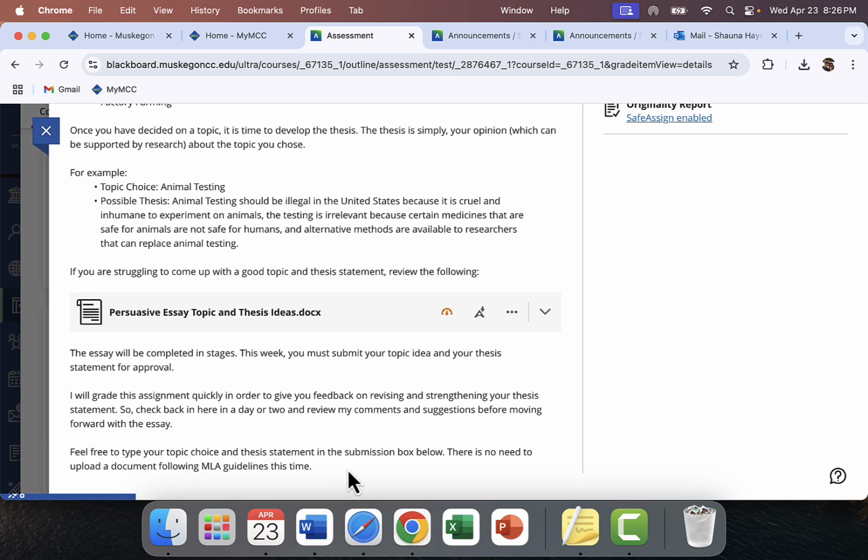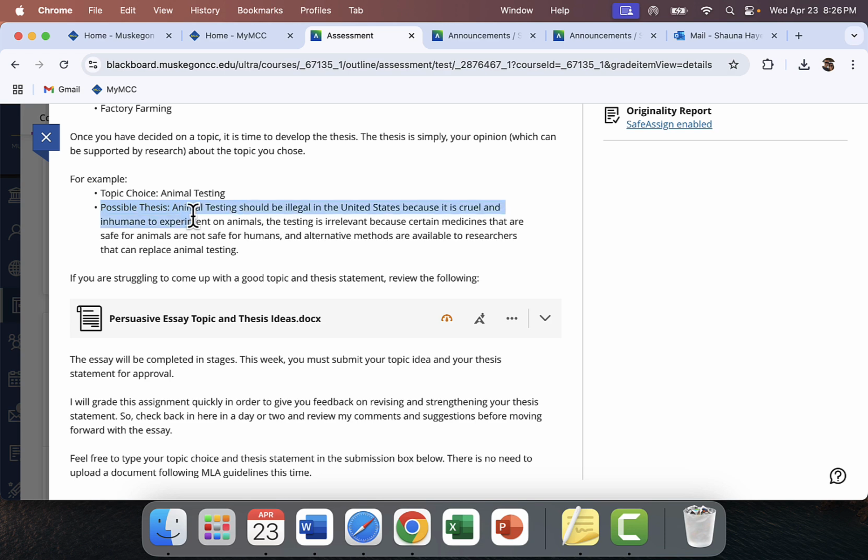You can do that this time. You do not need to upload a document. You can just simply type in, just like here, your topic choice and your possible thesis statement.